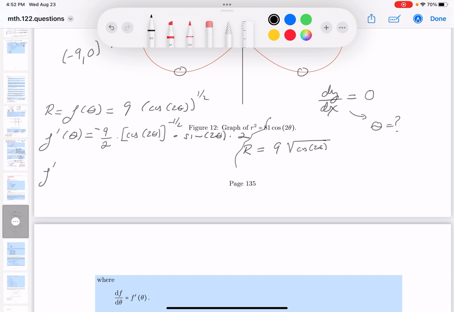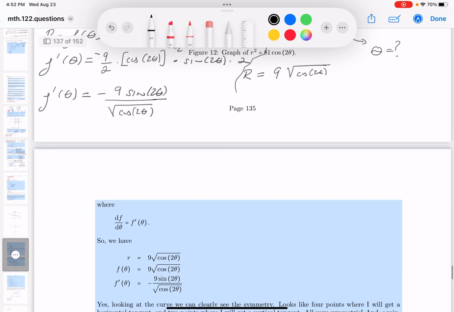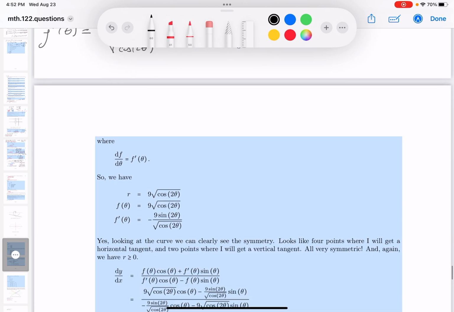And f prime of theta, I'm going to say minus 9. I can put the square root in the bottom, and that's square root of cosine of 2 theta. And then I get sine of 2 theta. All right, and then what I'm going to do is, once I get this over here, the next thing I'm going to do is pop it into the formula that we've done before. And what formula are we talking about? This one over here.